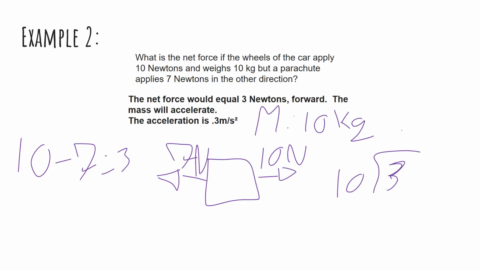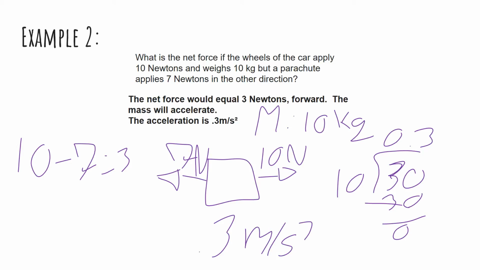You can find this by combining both of the forces that were applied. The 10 going forward minus the 7 going backward will give you the 3 newtons for the net force. And then you will divide the net force by the mass, which will give you 0.3 meters per second squared, which would be your acceleration.